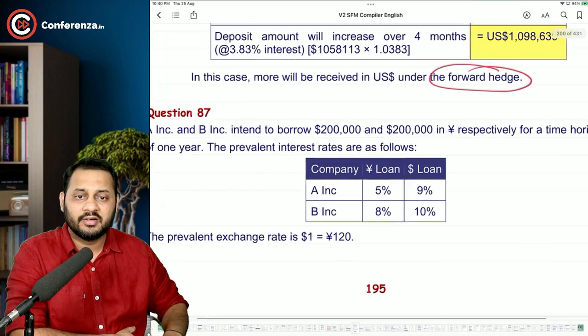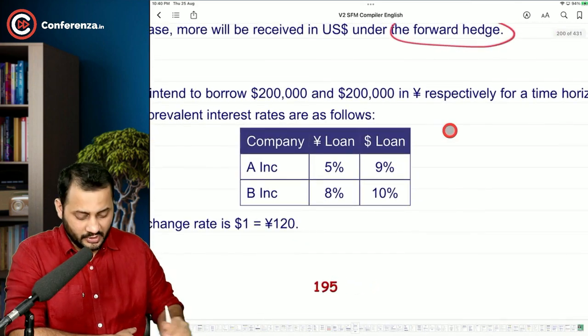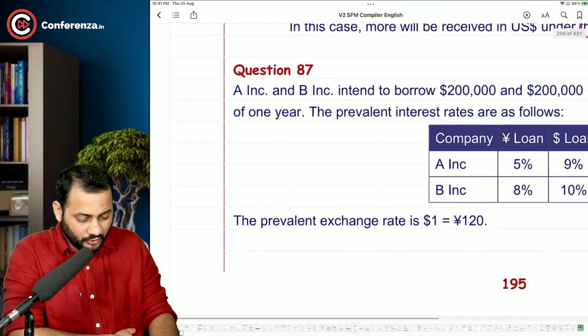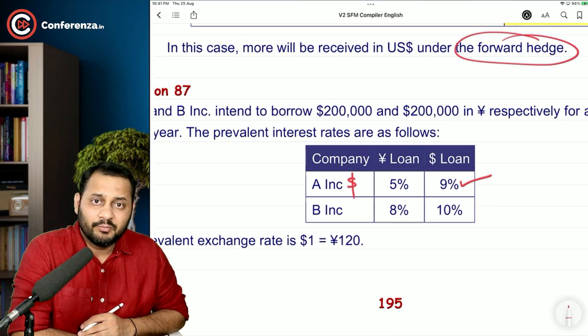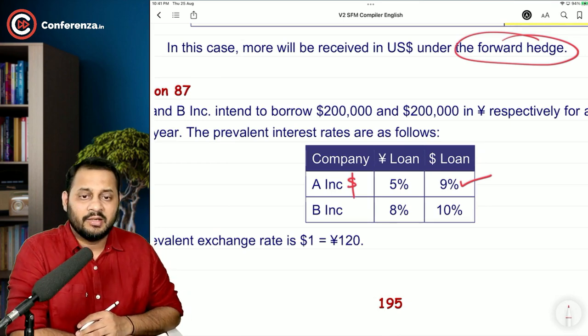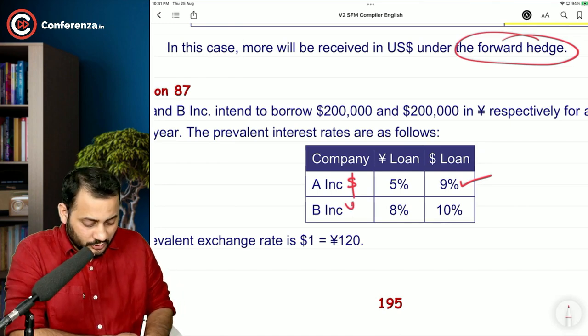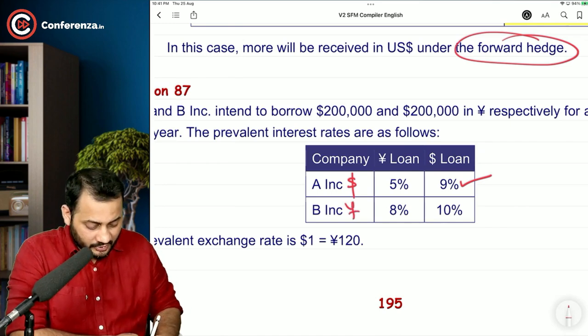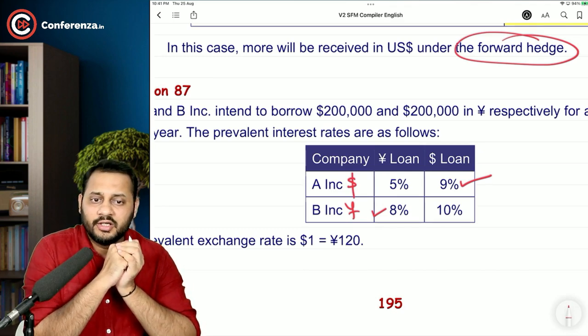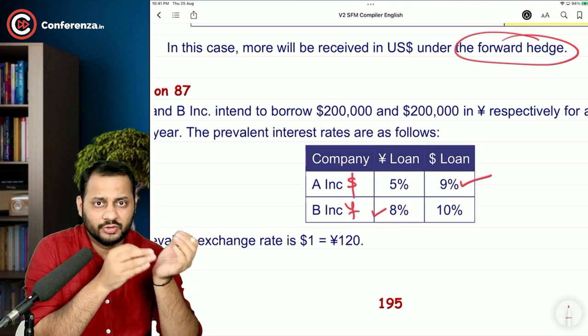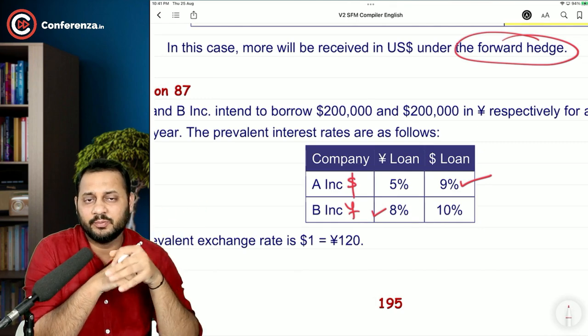The prevalent interest rates are as follows. See, A Incorporation wants to borrow a dollar loan. That means the rate to him is this. He can borrow directly from the market at 9%. And B Incorporation wants to borrow a yen loan, and the rate applicable to him is 8%. If they do not enter into a swap agreement and directly go to the bank, the rates are 9 and 8%.